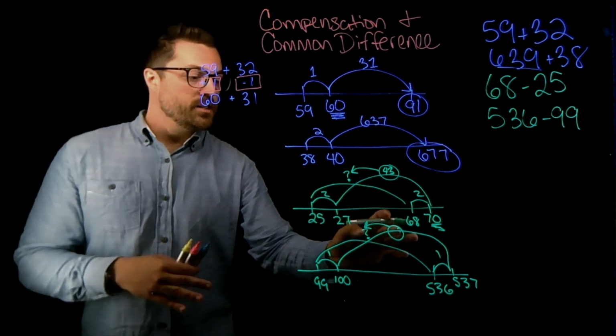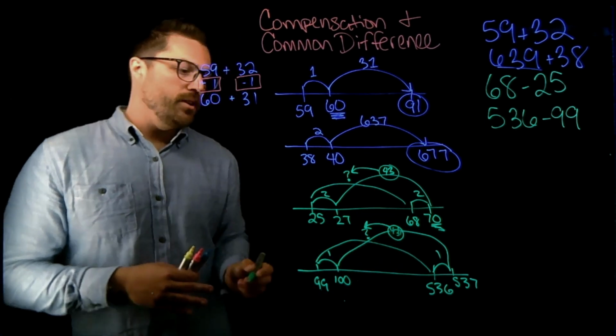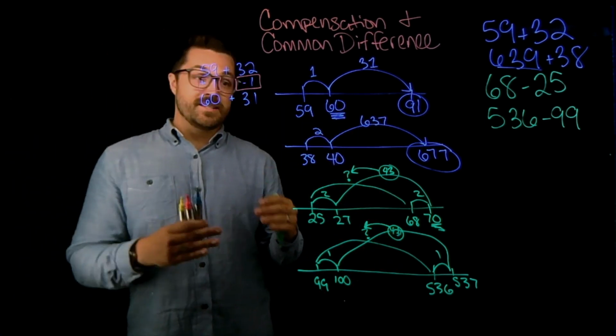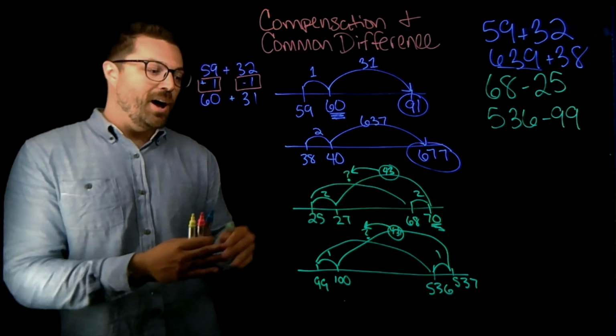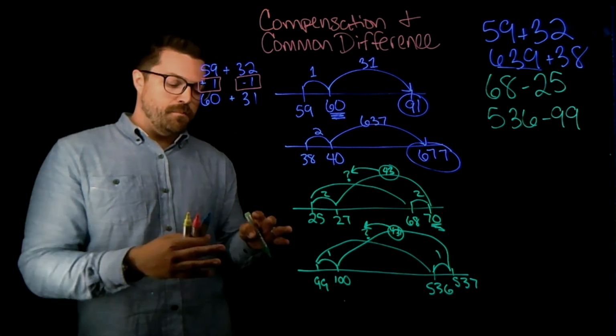537 minus 100 is just 437. And so finding that difference was a lot easier because it has a common difference with a problem that's a lot easier to see and just kind of think about mentally.